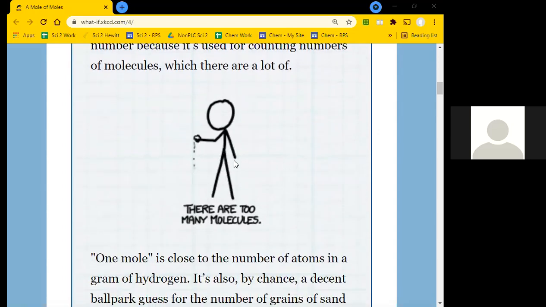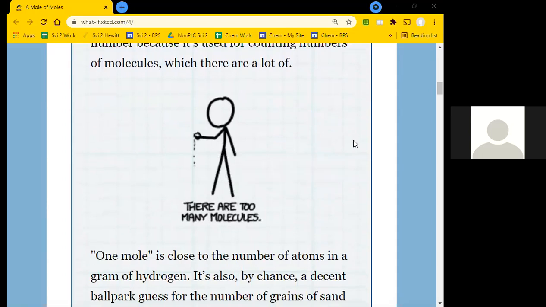There are too many molecules. A figure with a hand overflowing with molecules.